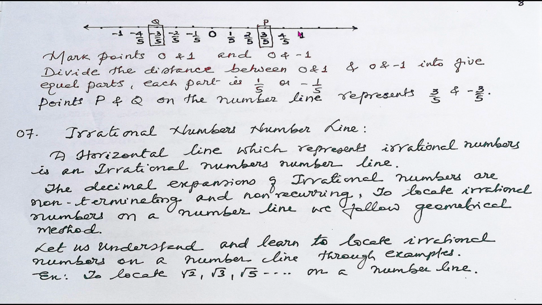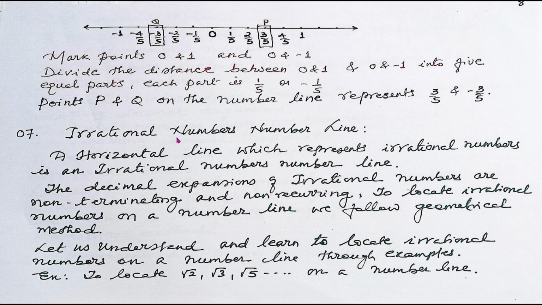Divide the distance between 0 and 1 and 0 and minus 1 into 5 equal parts, because the denominator is 5 here. Each part will be 1 by 5. That means 0, 1 by 5, then 2 by 5, 3 by 5, and 4 by 5. Similarly, minus 1 by 5, minus 2 by 5, minus 3 by 5, minus 4 by 5, minus 5 by 5 is minus 1, and 0 by 5 is 0, 5 by 5 is 1. Now after having marked it, locate the numbers required to be represented. The point P represents 3 by 5, point Q on the number line represents minus 3 by 5.